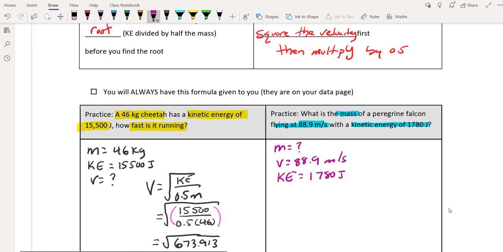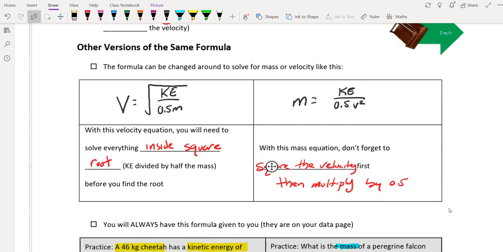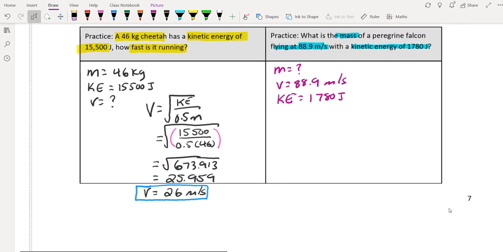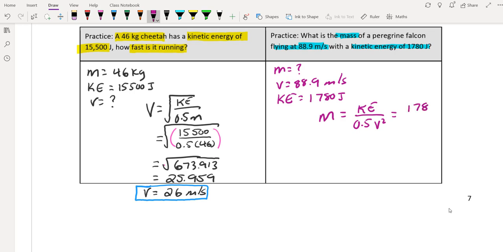Next step, write out our equation. Our equation is up here. Mass is equal to our kinetic energy divided by 0.5 times our velocity squared. Next step is we plug in the numbers. Kinetic energy is 1,780 divided by 0.5 times our velocity squared. So we want to square our velocity first.